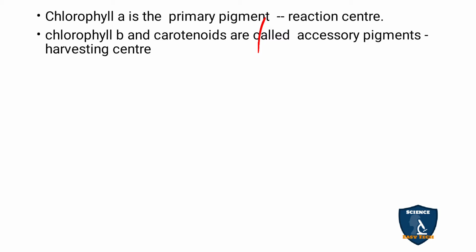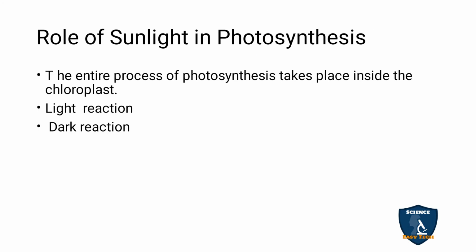So it is the reaction center. But the finishing, the preparation of carbohydrates, is dealt with by the accessory pigments like chlorophyll B and carotenoids. So what center is present there? Harvesting center. The role of sunlight in photosynthesis.